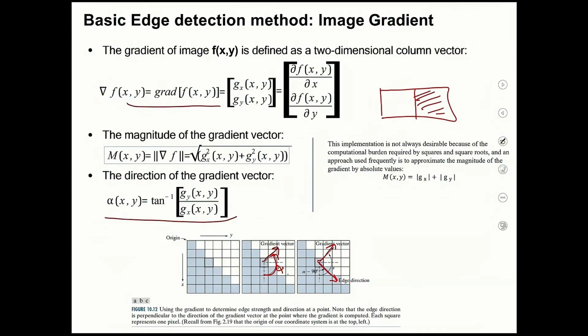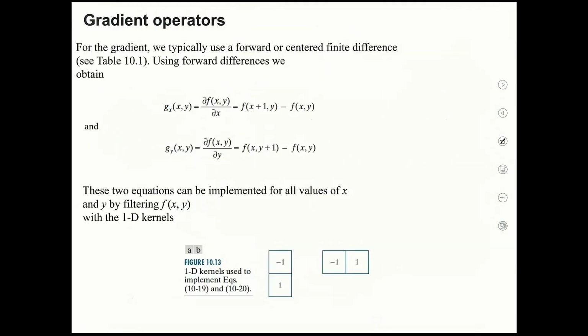Y-axis, right? So what will be the gradient? The gradient vector will be like this. The direction will be like this. It will be 0. But what will be the edge will be here. So this is perpendicular to the gradient. Okay, makes sense. Again, this is two operators, forward and backward.